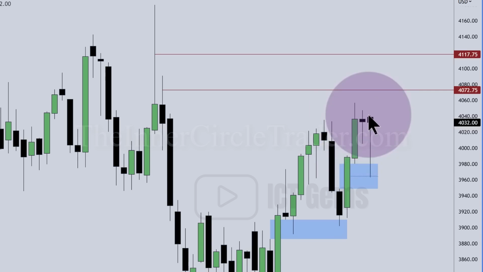Now, I like the idea that we came all the way back down into this buy side imbalance, sell side inefficiency, this green candle here, split this candle's range between here and here. This is consequent encroachment. Drops like this, hits the consequent encroachment, completely algorithmic, and then reprices higher.